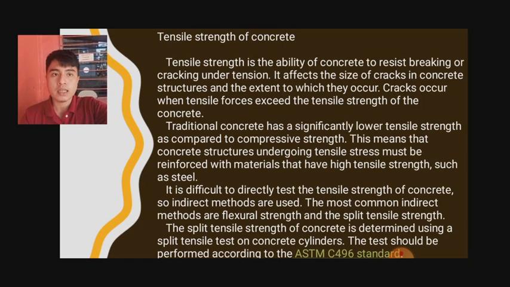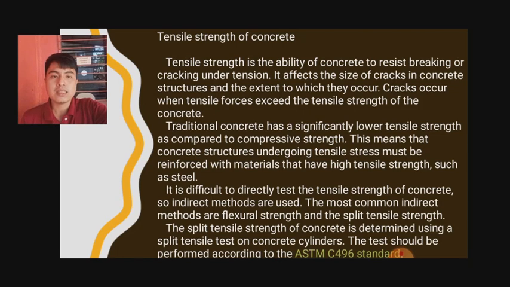Traditional concrete has a significantly lower tensile strength as compared to compressive strength. This means that concrete structures undergoing tensile stress must be reinforced with materials that have high tensile strength, such as steel. It is difficult to directly test the tensile strength of concrete, so indirect methods are used. The most common indirect methods are flexural strength and the split tensile strength.